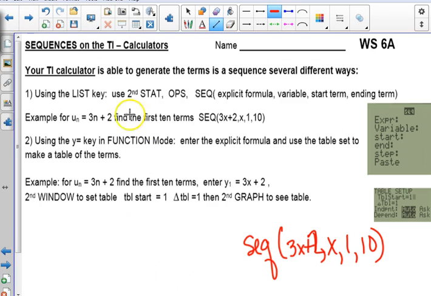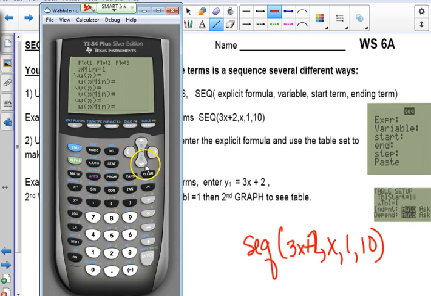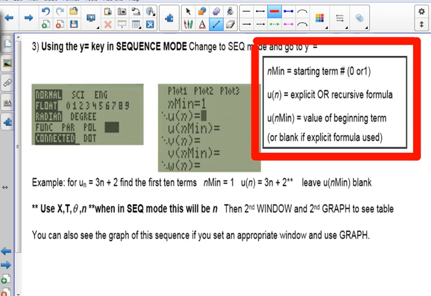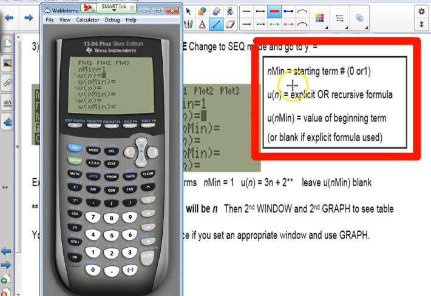So on the calculator, the first one, n min, stands for your starting term number, not the value, but the term number. So we want to start with term 1. We just leave it 1. That is what it defaults to. Yes? Everybody's defaulted to a 1 there?